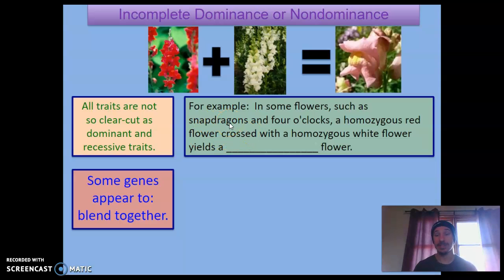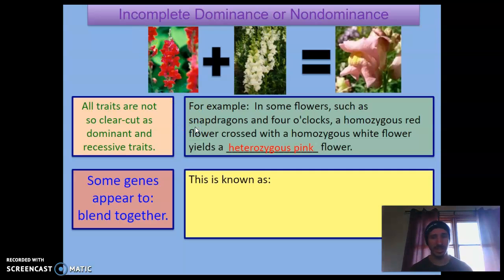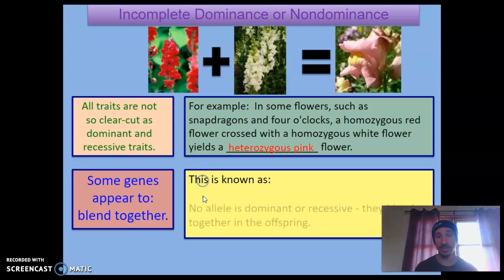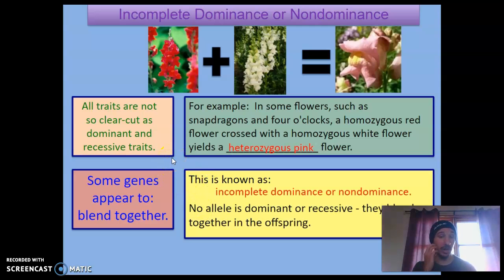Great. So, for example, in some flowers, like the example I just gave above, a homozygous red, purebred red, is crossed with a homozygous white flower, and it's going to yield a heterozygous pink flower. Now, if neither is dominant or recessive, you're probably thinking to yourself, well, Mr. Reese, what letters am I going to use to represent this? Like, if I use upper and lowercase, I'm going to get confused because that's how I represent dominant and recessive. Well, this is a type of dominance. It's just incomplete dominance. So why don't we just use all capital letters? And we'll see that on the next slide. Don't worry. So this is known, ultimately, as incomplete dominance or non-dominance. No allele is dominant or recessive, but rather they yield to one another and blend together.